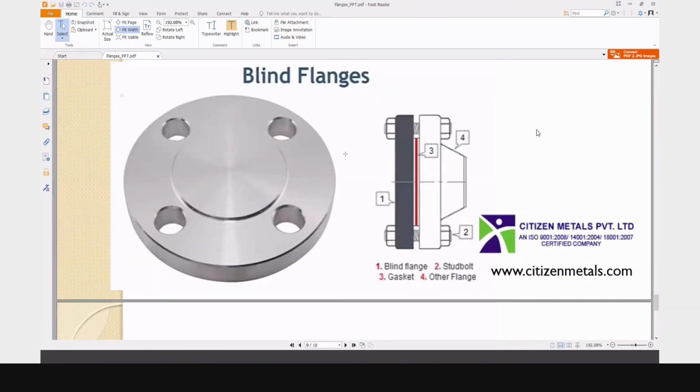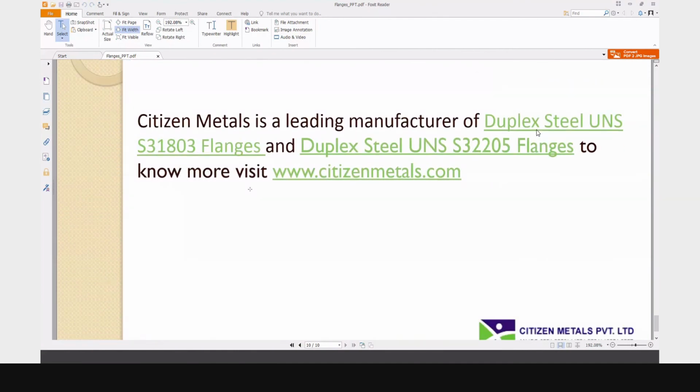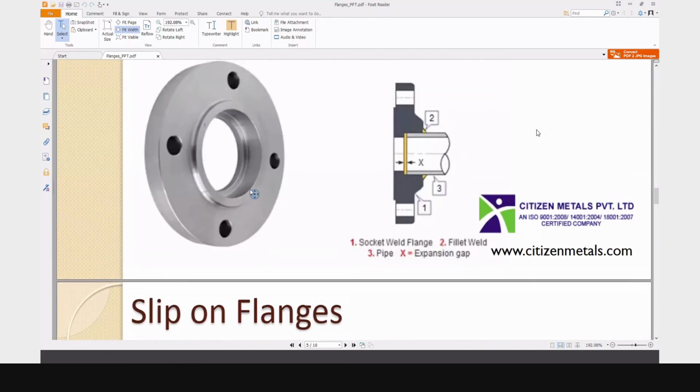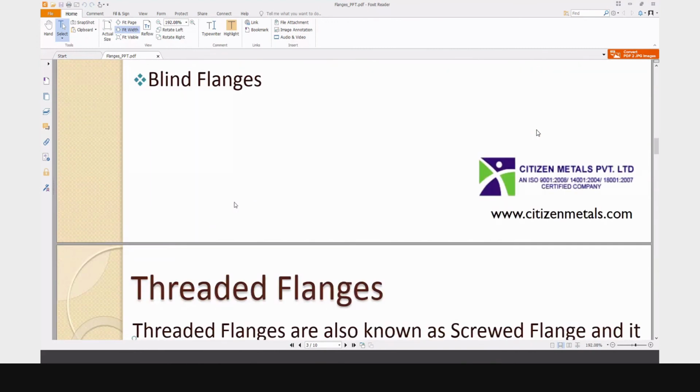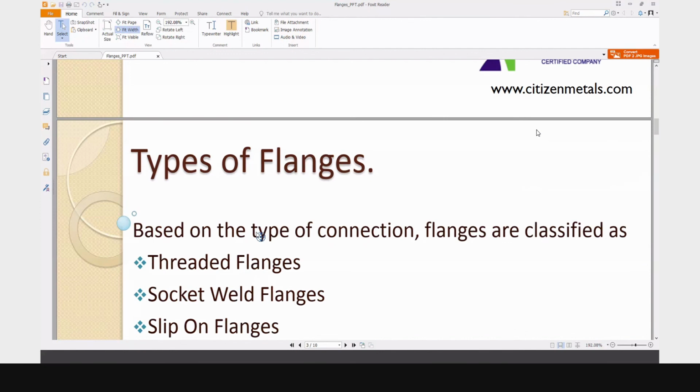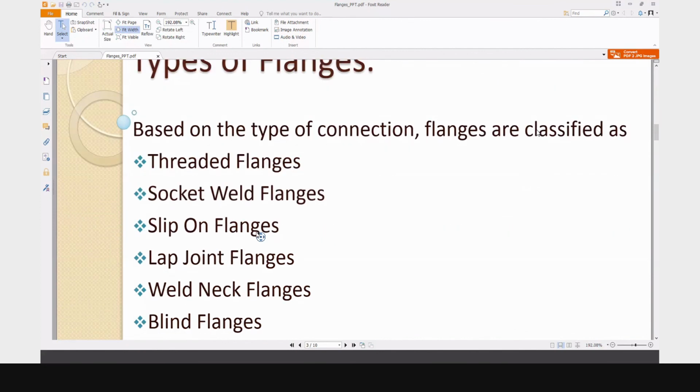And this is the gasket. The gasket is always placed in between the faces of the flange pair. It is shown here only, but in the other cases also the gasket is placed, interposed. This red color is the gasket. So these are the types of flanges based on the way they are attached with the pipe: threaded, socket, slip-on, lap joint, weld neck, blind.